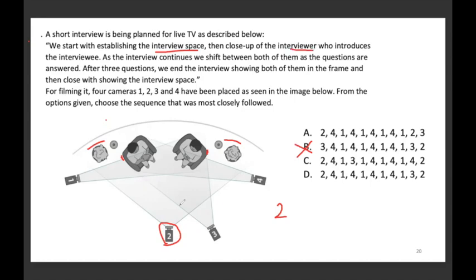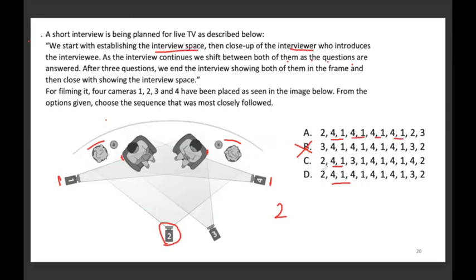So the interviewer is seen in camera 4, and then the interviewee in 1. So then the introduction will happen. So 4-1 will come. After 3 questions, as the interview continues, we shift between both of them as the questions are answered. So 3 questions are answered after this. So 4-1, 4-1, 4-1, 3 times after this.